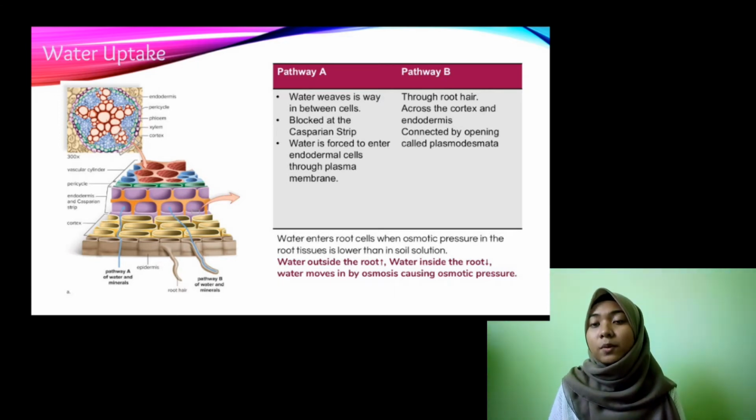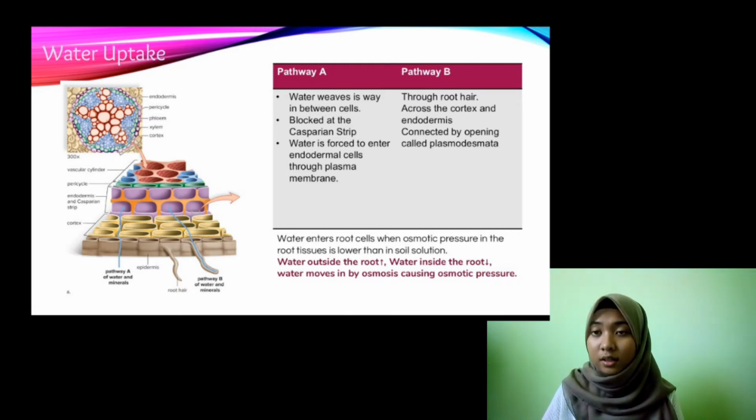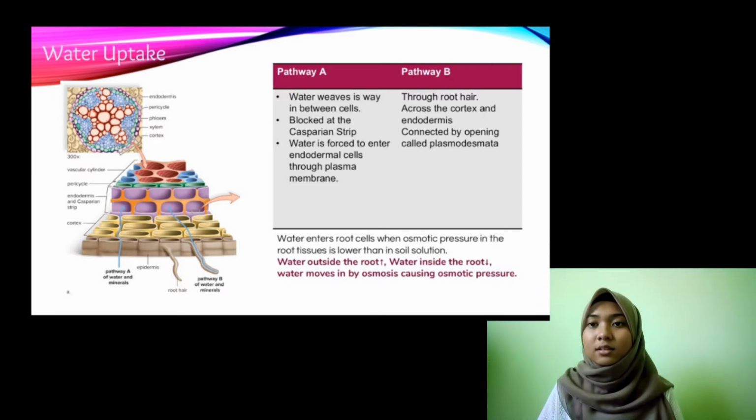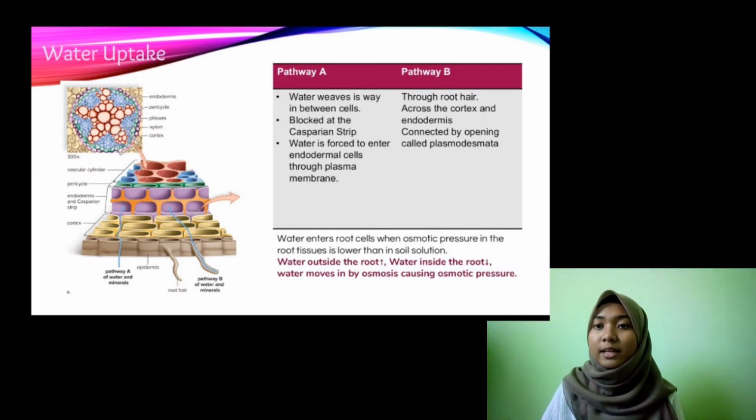Here, it is blocked by the Casparian strip. The Casparian strip is the waxy layer that surrounds the endodermal cells, thus forcing water to enter the endodermal cells through the plasma membrane. In pathway B, the water travels from the plasma membrane of one cell to the plasma membrane of another cell, and they are connected by openings called plasmodesmata.